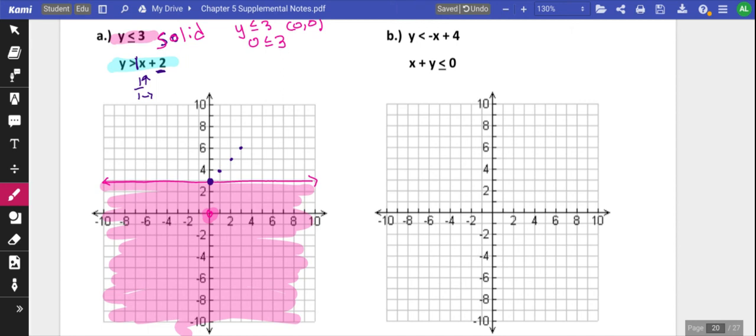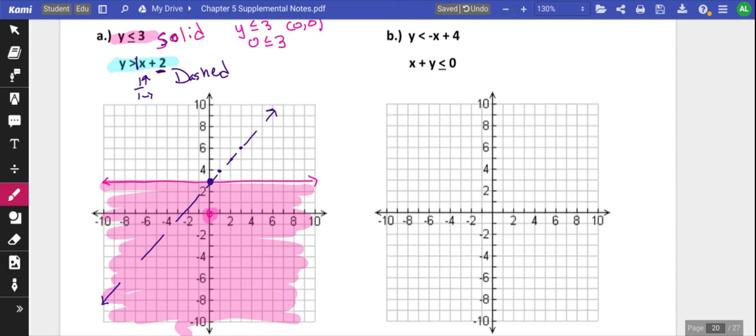I should have thought before I did anything else, solid or dashed, and I would have thought dashed because it is just greater than, it's not greater than or equal to. So I'm going to draw my dashed line over here. Again, remember I'm doing this on my computer screen, so it might not be perfect. All right, that was actually pretty close. Draw my little arrows. So I've got my line, and now I need to do my test point.